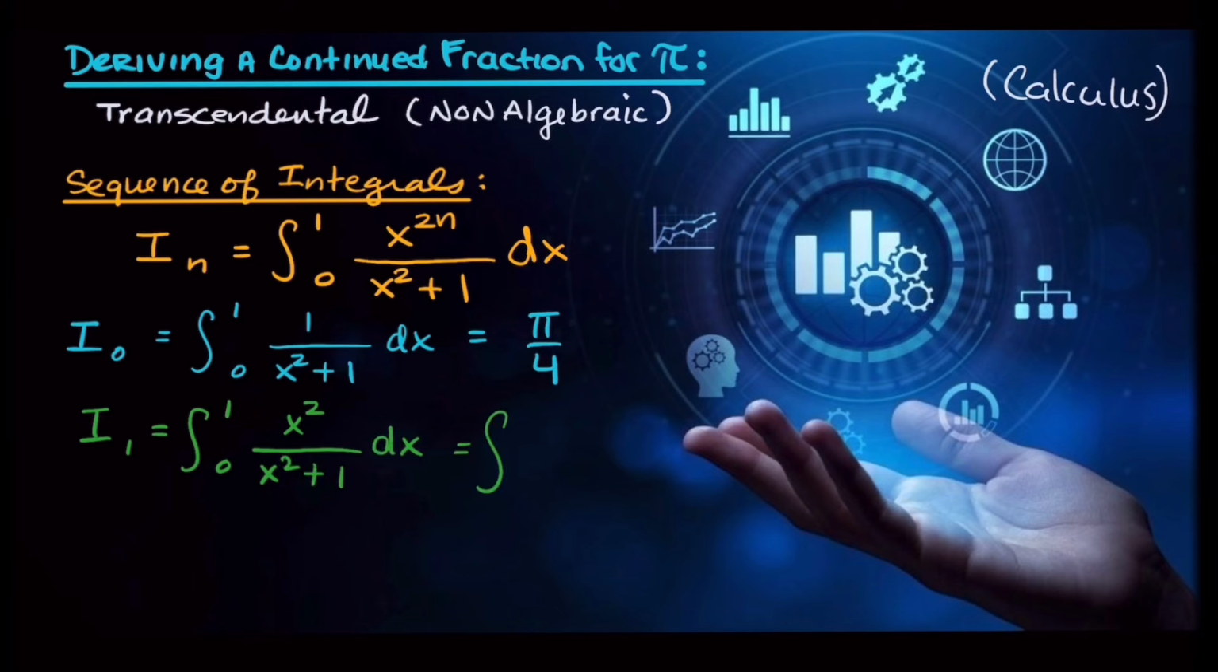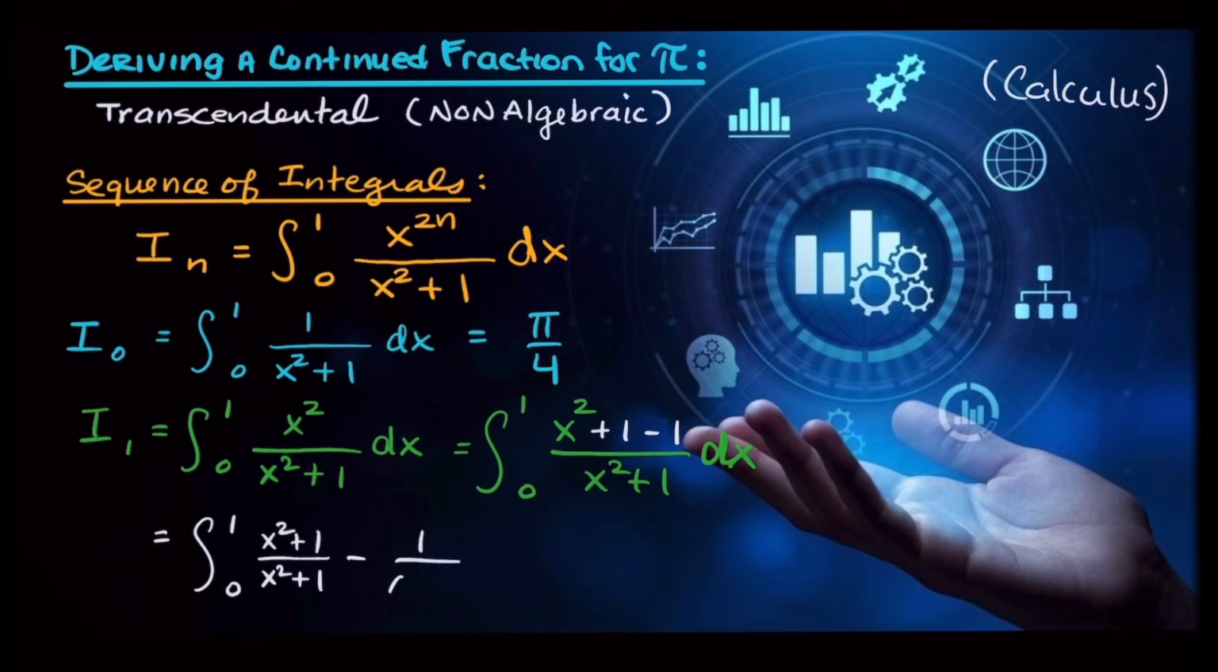And we can employ a little trick here to split this integral up. We're going to add 1 and subtract 1 to the numerator, which is essentially like adding 0 to it. And then we can split the integral into 2, which are easier to evaluate. And here, we're going to get the value of 1 minus pi over 4 for I1. So now we have two successive values for this sequence of integrals.